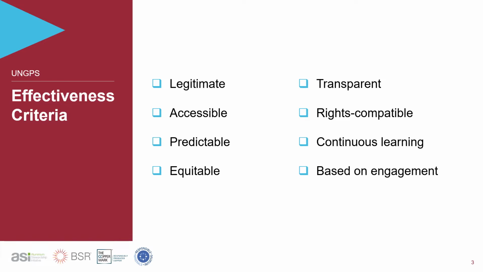5. Transparent, which means stakeholders are informed about a complaint's progress. 6. Rights compatible, by ensuring that outcomes and remedies align with international human rights standards. 7. A source of continuous learning, which means the process is improved upon based on lessons learned. And 8. Based on engagement and dialogue, which means consulting stakeholder groups and using their input to address and resolve grievances and improve the grievance mechanism process. Following the guidance of this training will help to align a grievance mechanism with these standards.